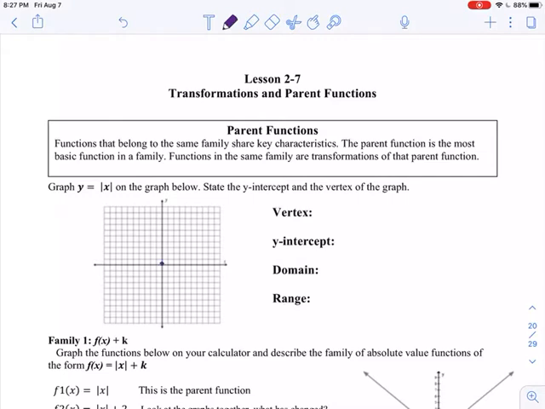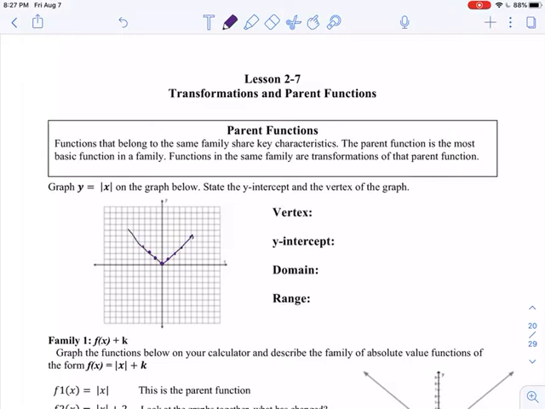basically when x is 0, y is 0. When x is 1, y is 1. When x is 2, y is 2. When x is 3, y is 3. When x is negative 1, the absolute value of negative 1 is positive 1. When x is negative 2, the absolute value of negative 2 is positive 2, and so on. So we get this V.